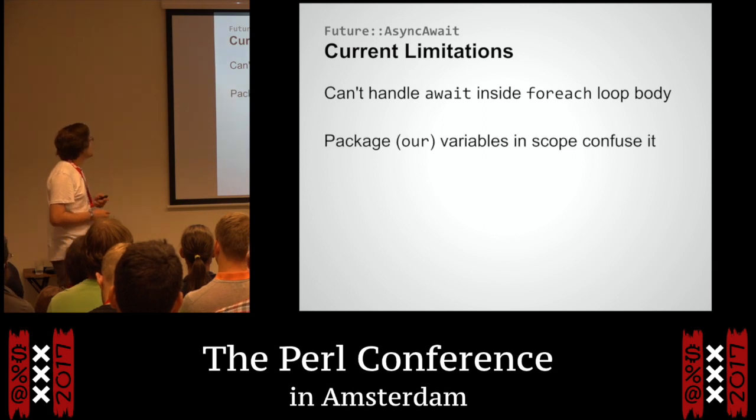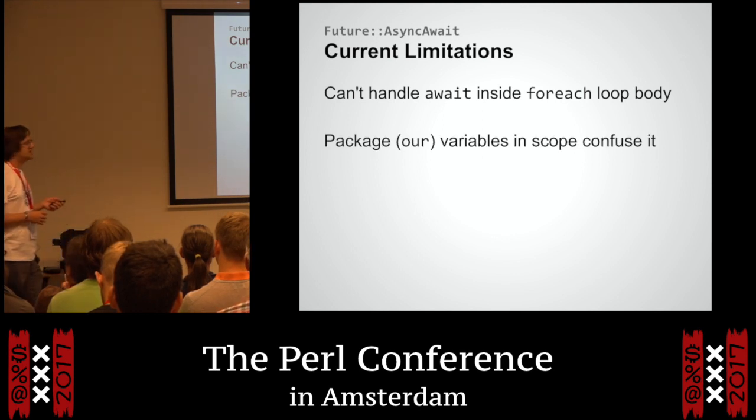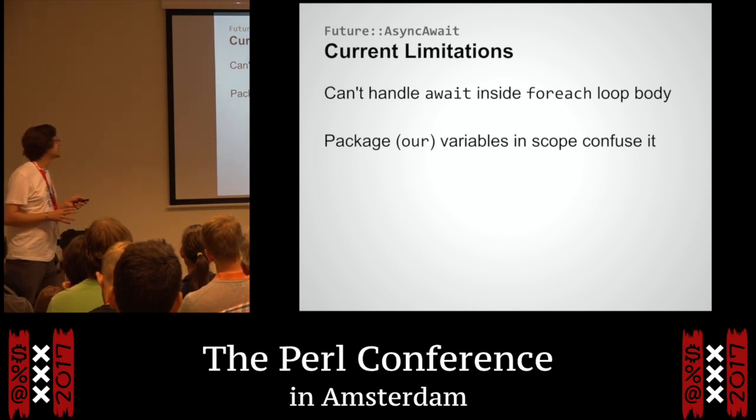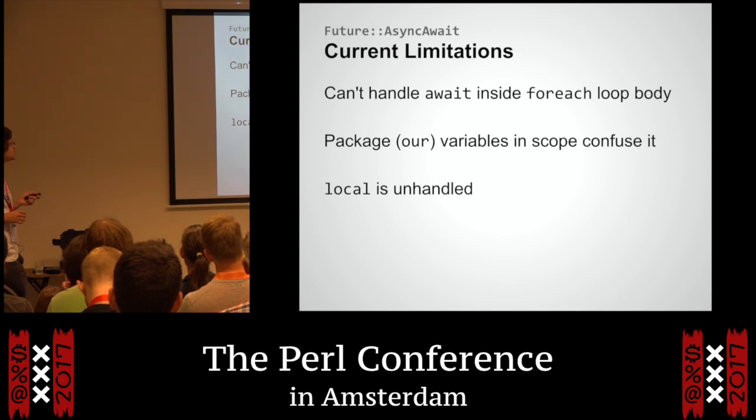I'm not sure when I'll get around to that. There's something weird with our variables. If you have an our variable that you reference inside the function, in certain cases it gets a bit confused. I've not quite looked into why. There's lots of innards, there's lots of moving parts, and you kind of have to understand all of them. And currently local is unhandled.